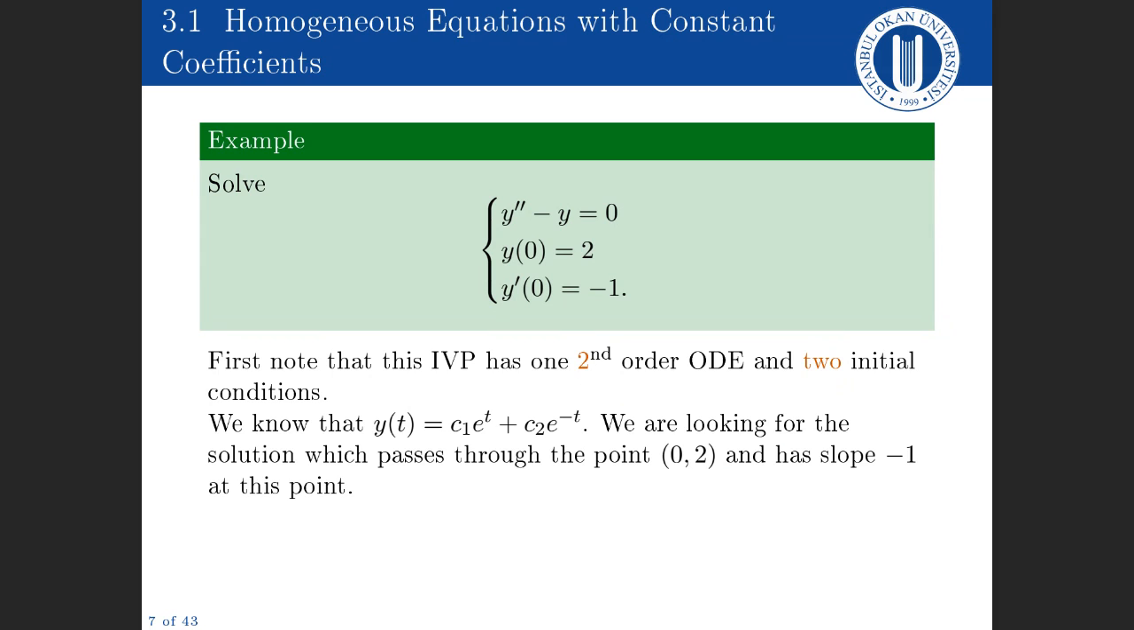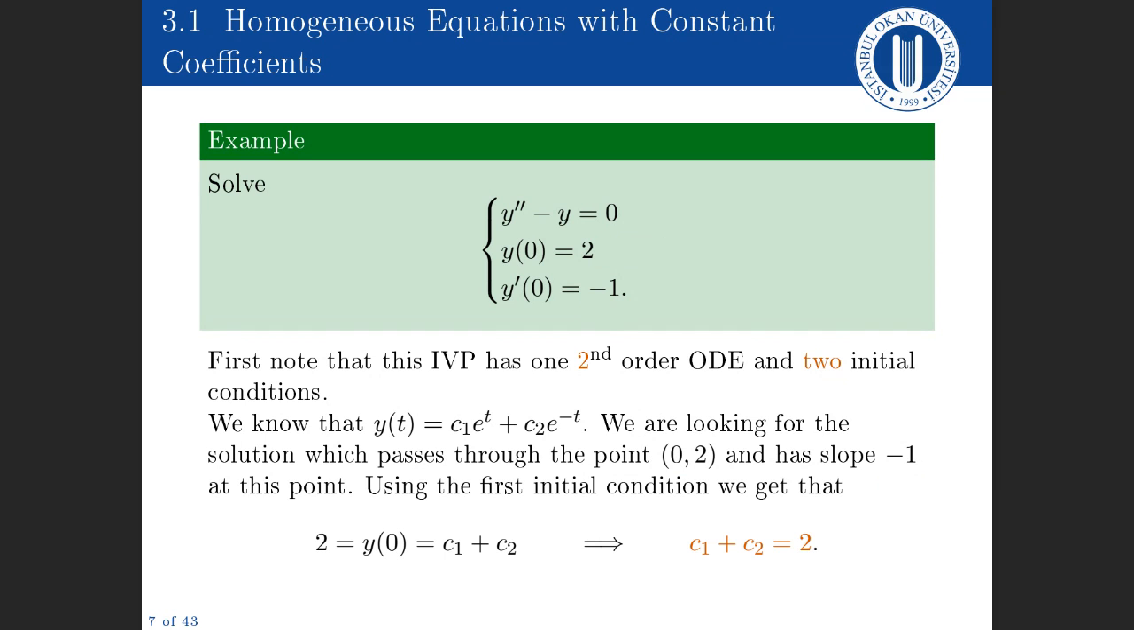Now, we know that c1 e to the power t plus c2 e to the power minus t solves the differential equation. So to solve this problem, we're looking for the solution which satisfies both initial conditions. We want to have y of 0 is equal to 2. In other words, we're looking for the solution which passes through the point t is 0 and y is 2. And when it passes through this point, we want y prime of 0 to be minus 1. So we want the slope to be minus 1 when this function passes through this point.